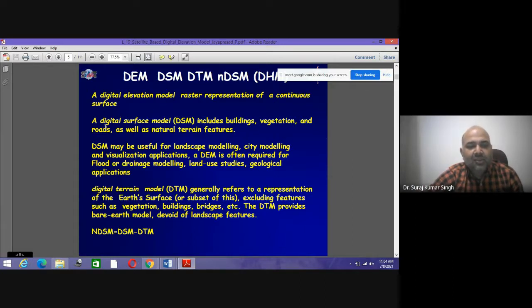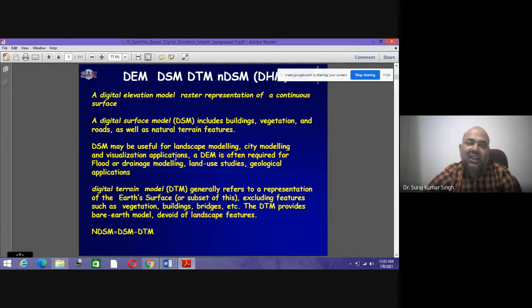Then when you talk about DSM, that is called surface model, it includes buildings, vegetation, roads and natural terrain features. So here you will be knowing about the surfaces also, what is the height of those surfaces. So DSM may be useful for landscape modeling, city modeling, visualization applications. Nowadays, whenever you see a map related to urban or a smart city, you will be seeing a 3D map of that area where the heights of the different buildings will be shown with different colors, with different shapes, with different sizes.